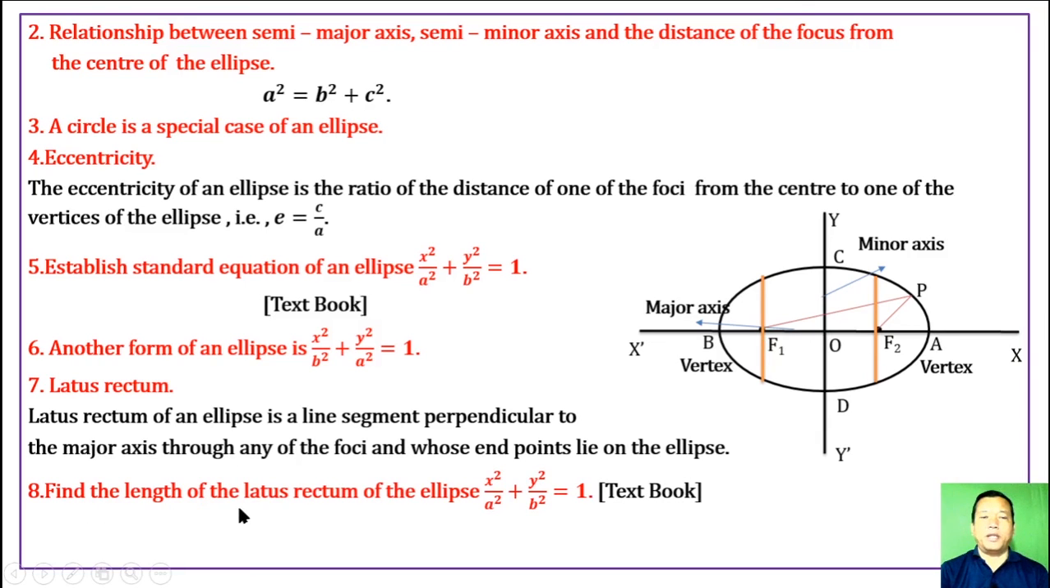Find the length of the latus rectum of an ellipse x square by a square plus y square by b square equal to 1, which is also in the textbook. The length of the latus rectum is twice b square by a, in both standard equations.